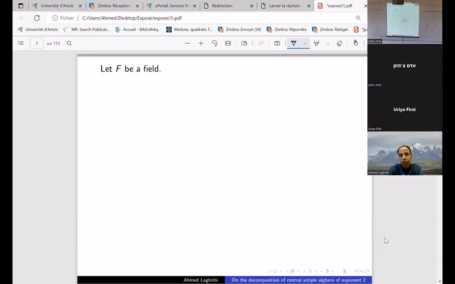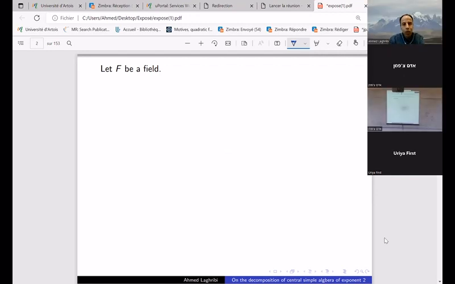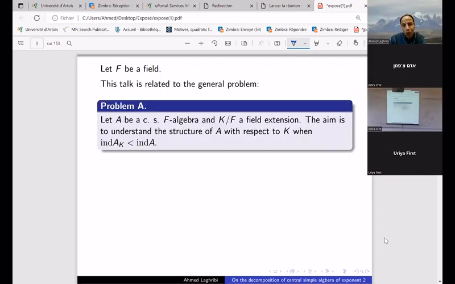So I will take F a field. For the moment, there is no restriction on the characteristic. And the problem that I will discuss concerns the notion of adapted decomposition to some multi-quadratic extensions. But before that, this talk is in the framework of this general problem.